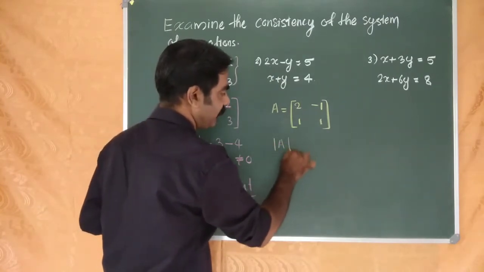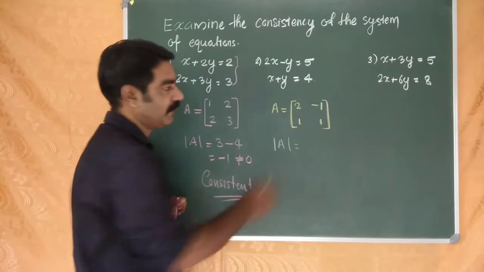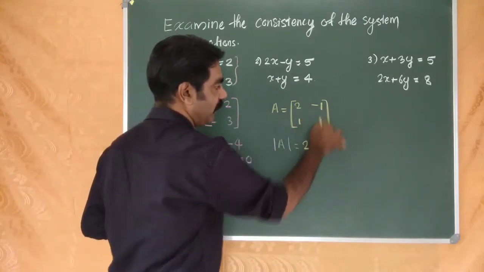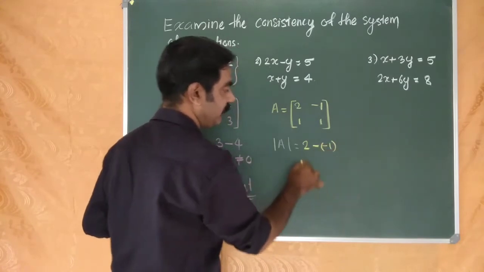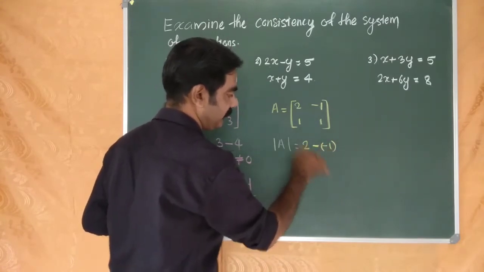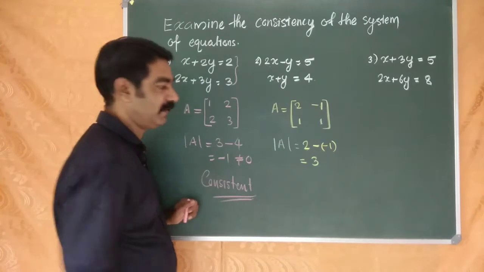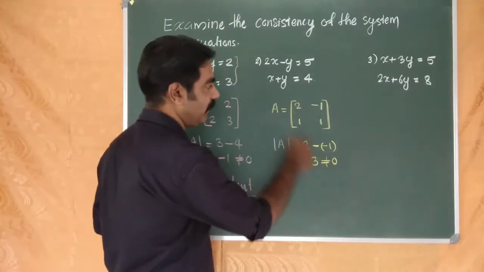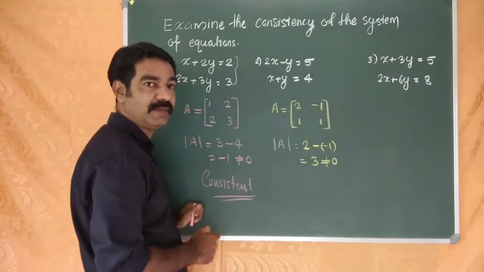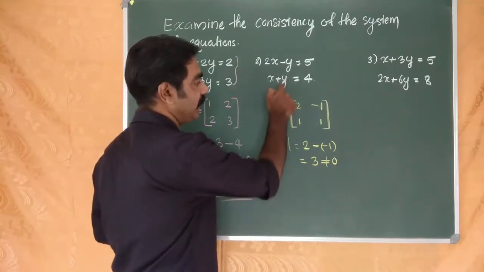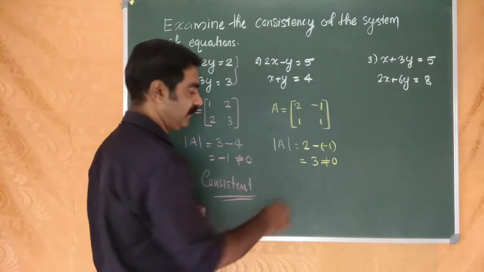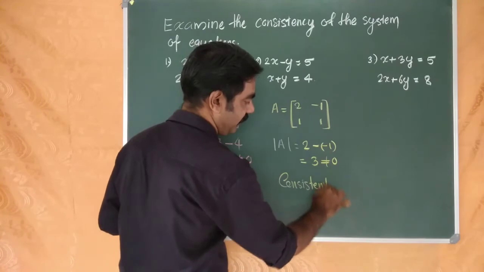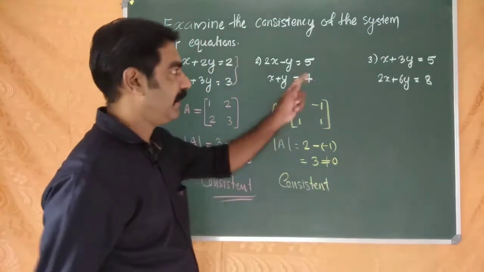And what is the determinant of A? The determinant of A is 2 into 1, which is 2, minus 1 into minus 1, which is minus 1. So 2 minus minus 1 becomes 2 plus 1, which is 3. The determinant of A is 3, not equal to 0. So the matrix A is a non-singular matrix, so A inverse exists. That means the solution also exists. The equations are said to be consistent.